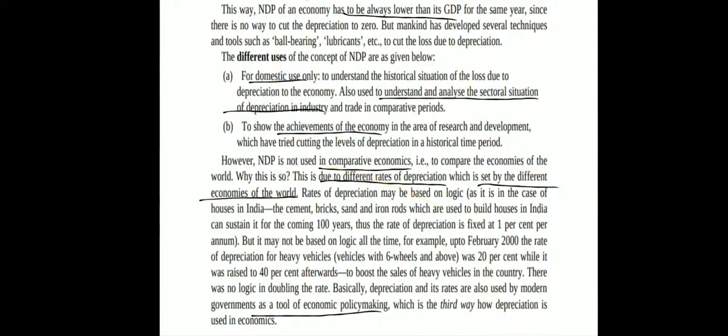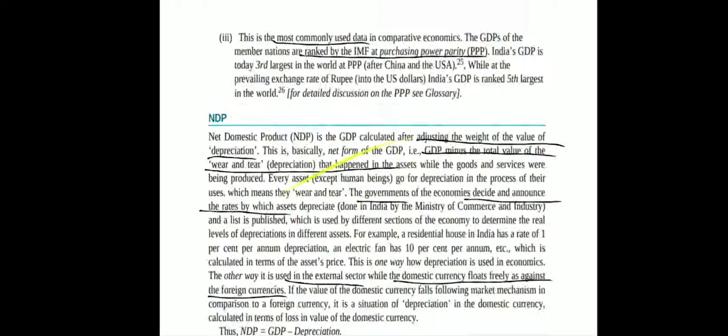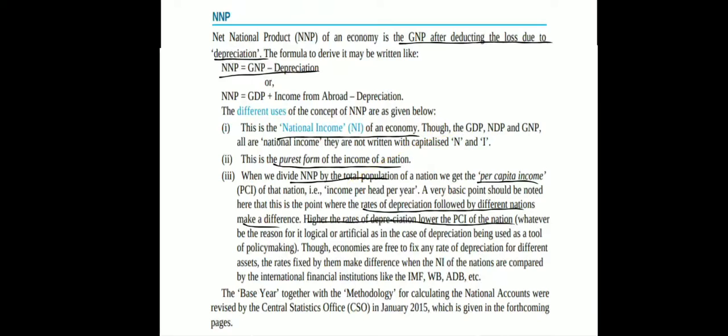See, when we saw NDP, it was GDP minus depreciation. So when we see NNP, it is what? It is GNP minus depreciation. GNP after deducting the loss due to depreciation. Also, when we connect it with GDP, it is what? We break this GNP: it was GDP plus income from abroad, and in case of India, it was GDP minus income from abroad, and here we deduct the depreciation.